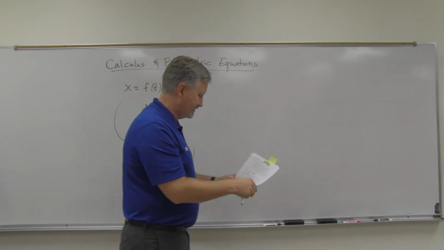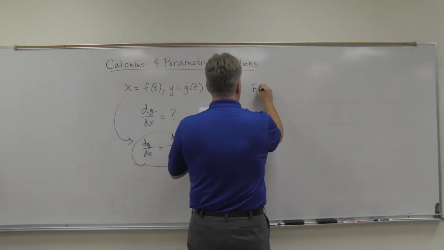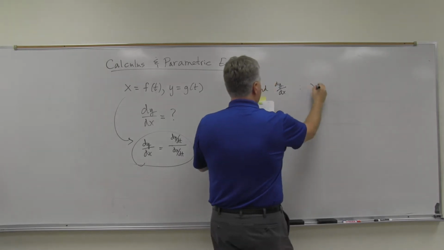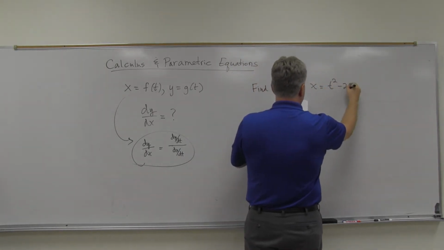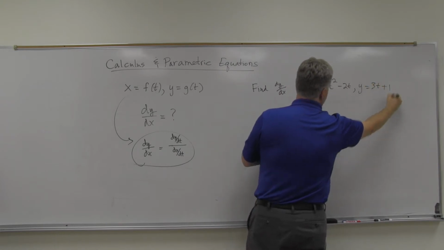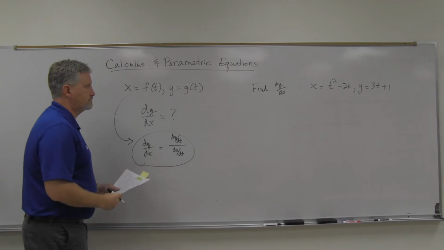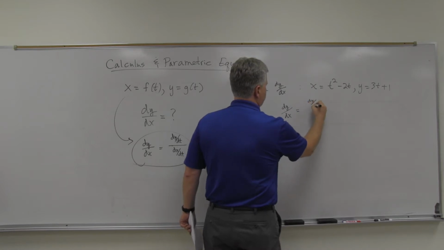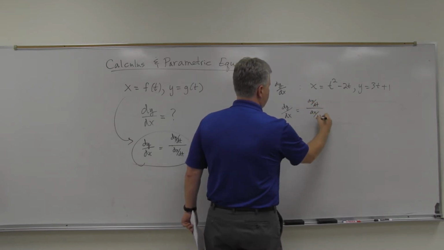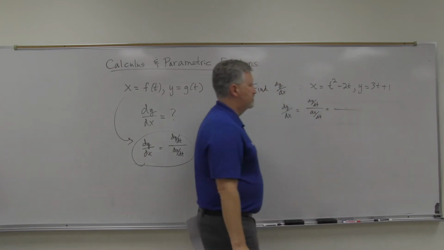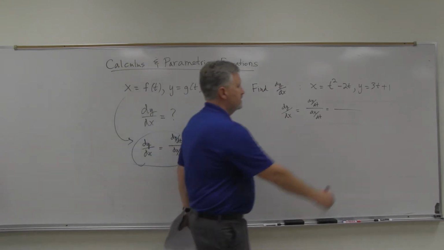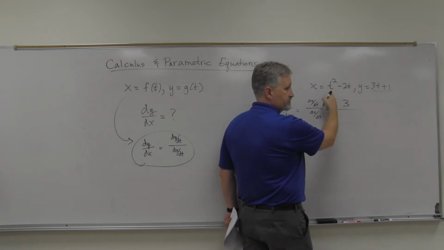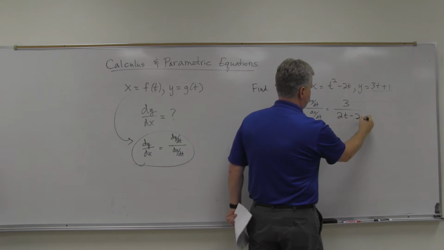The second derivative now, that's a little trickier, but not too bad. So let's find dy over dx. Parametric, I've got x equals t squared minus 2t. Y equals, I'll change it up, 3t plus 1. So dy over dx, parametric, you do the derivative with respect to t of y, divide that by the derivative of the x with respect to t. It's cake. So the derivative of that with respect to t, 3. Derivative of that with respect to t, 2t minus 2. Done.